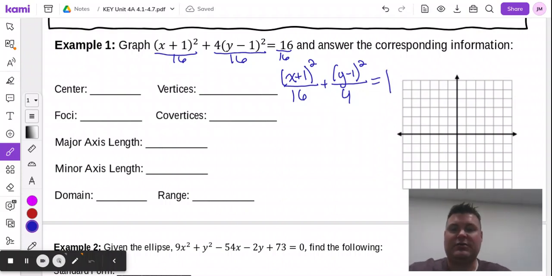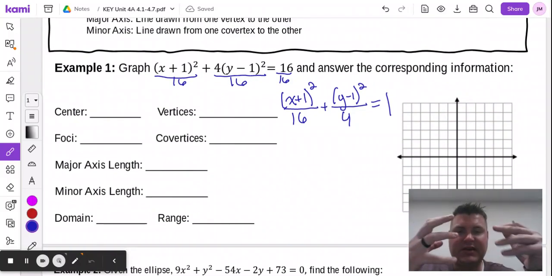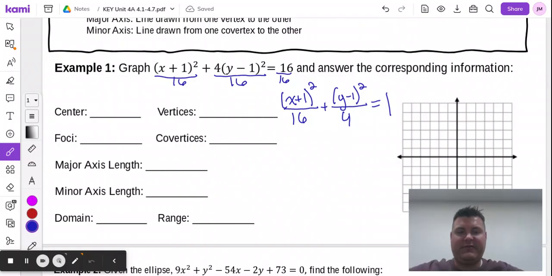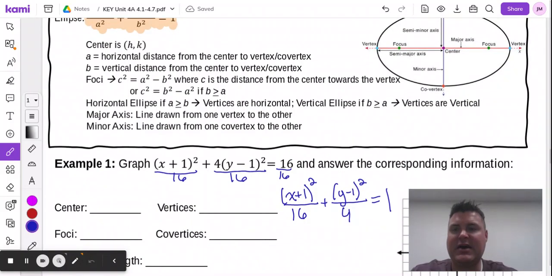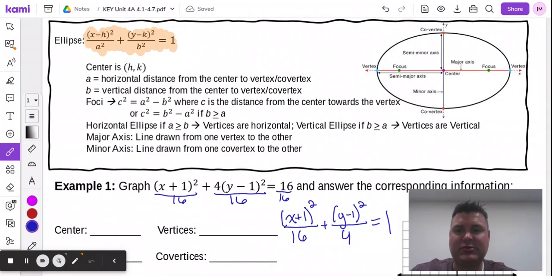Okay, so I'm going to go through everything. This is a horizontal ellipse because underneath the x value, that's larger. So I'm going to be going further horizontally than I will be going vertically. So this is known as a horizontal ellipse. In this case, my a squared is larger than my b squared.